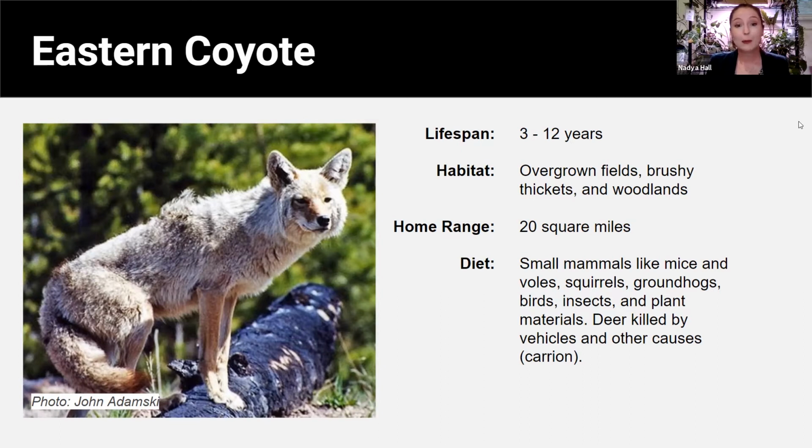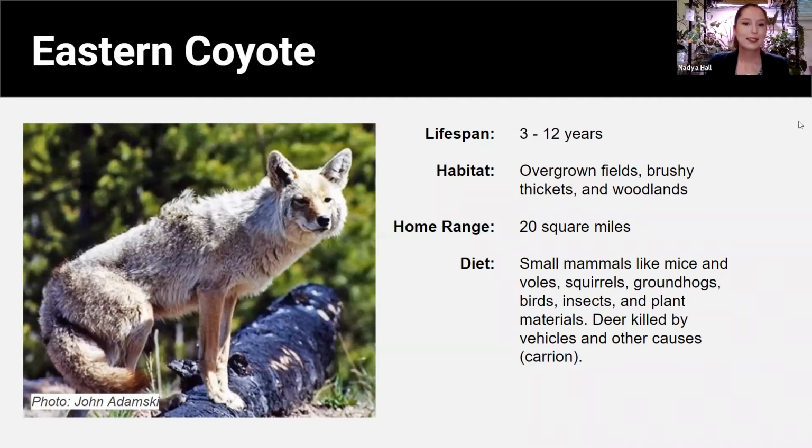So really we're looking at maybe 3-4 years, and the really older ones who are really smart, maybe we're looking closer to that 12-year mark, but typically we're looking at 3, 4, 5, 6 years of age. They're going to be looking for that edge habitat, those overgrown fields, the brushy thickets and the woodlands, somewhere where they can see and find their prey, but also stay hidden. So they want to be on the sidelines. They want to be able to take as straight of a line as possible. They want to be able to watch their surroundings and find out what's happening, but they also want to stay hidden. They don't want you to see them.